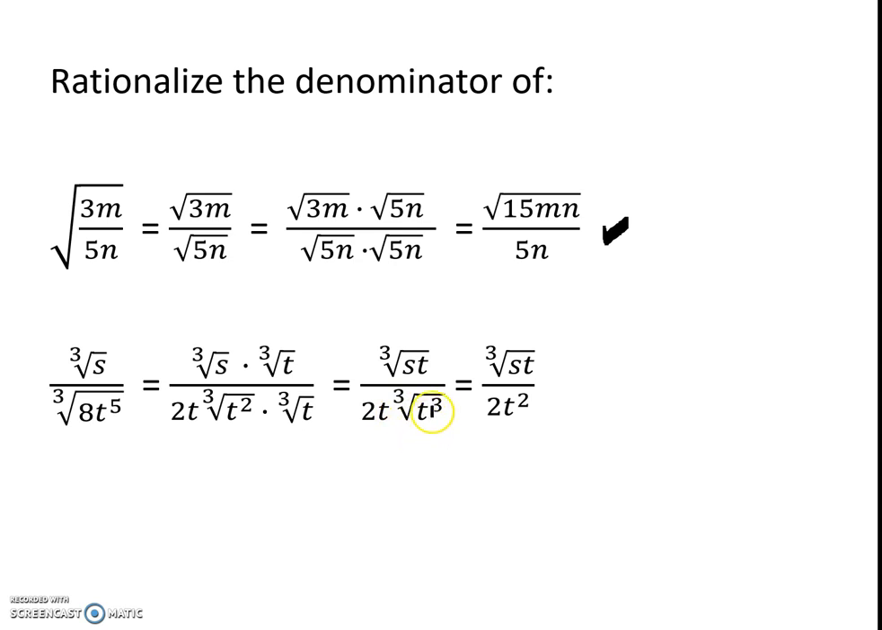Well, the cube root of t cubed is t. So now we have 2t times t for 2t squared. So our final answer is simply the cube root of 3t divided by 2t squared.